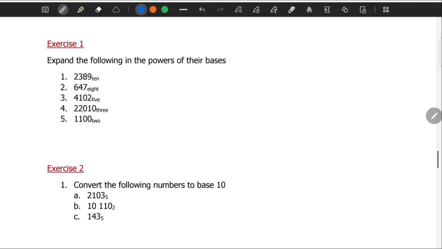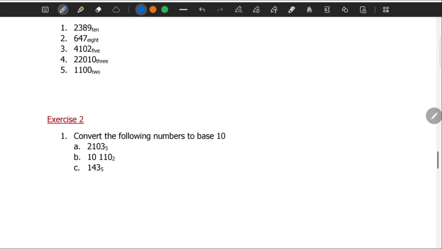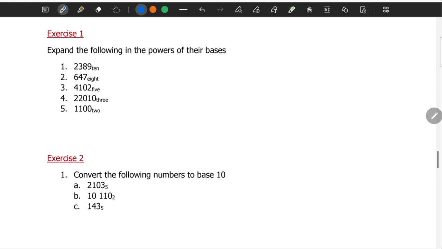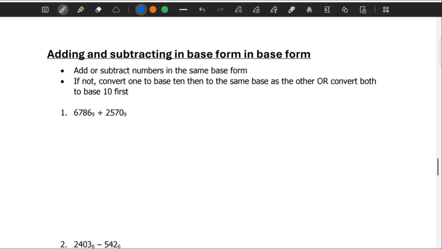So if you could do the following exercises, the first one is expanding in powers of their bases, expanding to base 10, and the same for exercise 2. And then the next part is about adding and subtracting in base form.